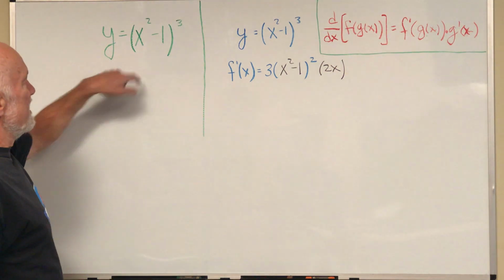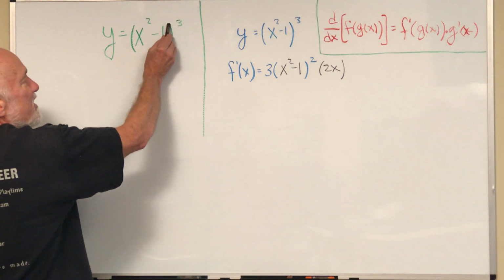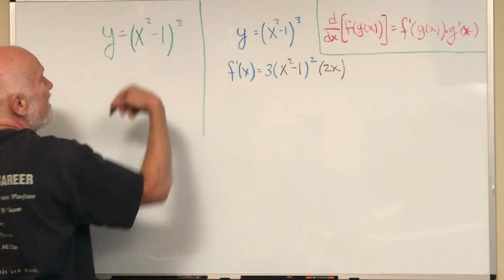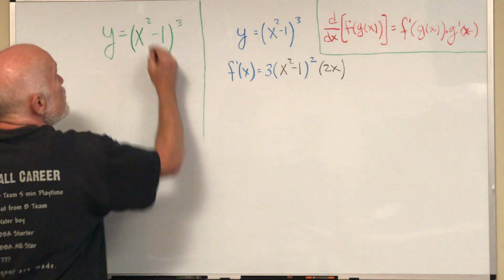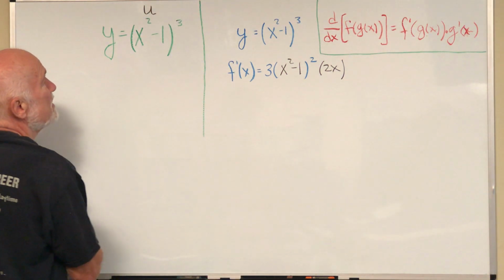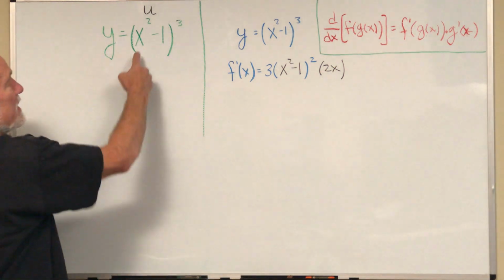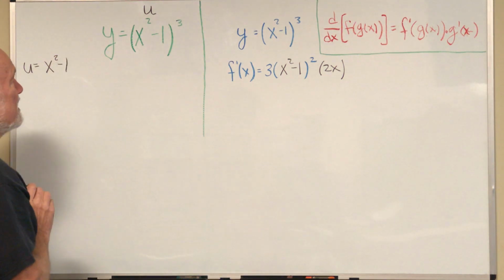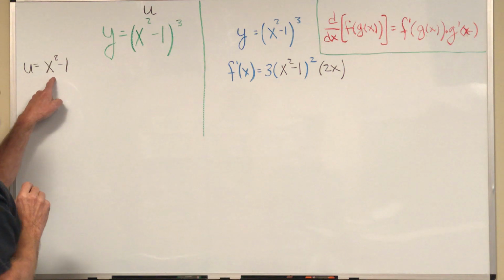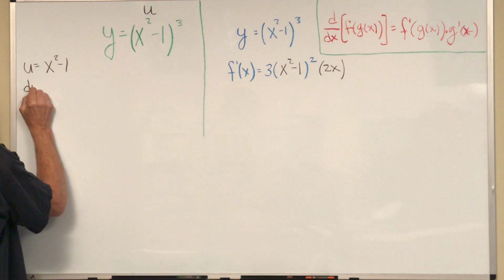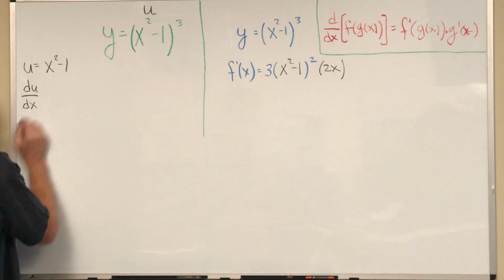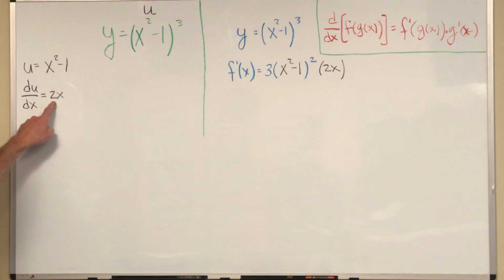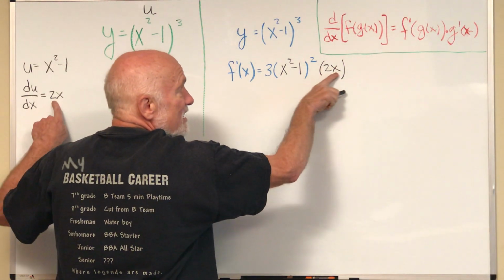If we go over to here, and instead of calling this x squared minus 1, instead of calling it g of x, I'm just going to call it some other letter, like u. So u is just x squared minus 1. If I know u is that, I can take the derivative of u with respect to x and find out that it's just 2x. Notice that's 2x.